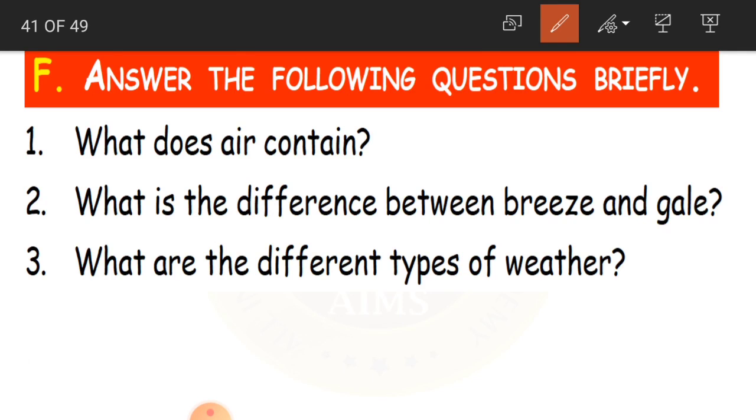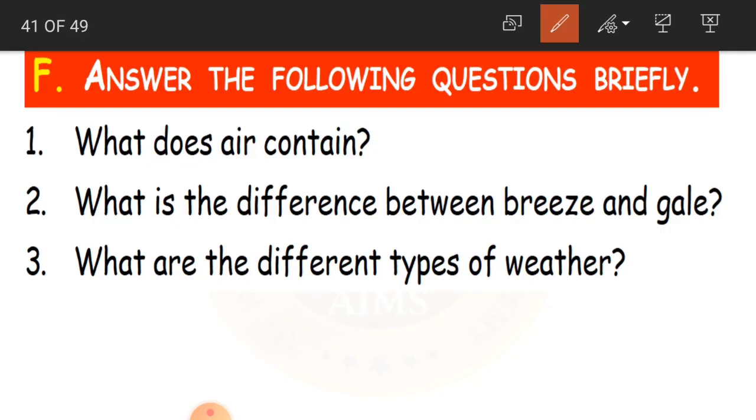Answer the following questions briefly. What does air contain, children? Air contains gases, water vapor, dust and smoke. Dust is dust particles, and smoke. Clear? And what is the difference between breeze and gale?